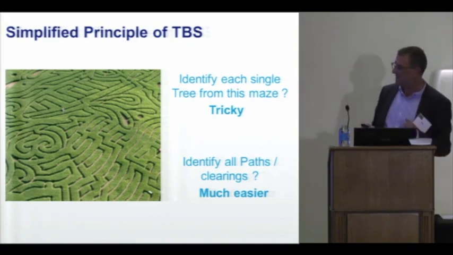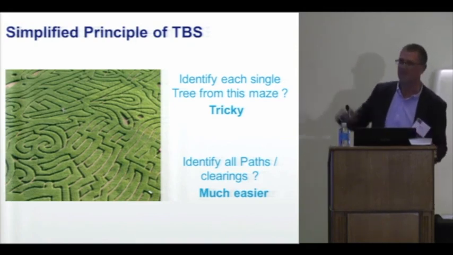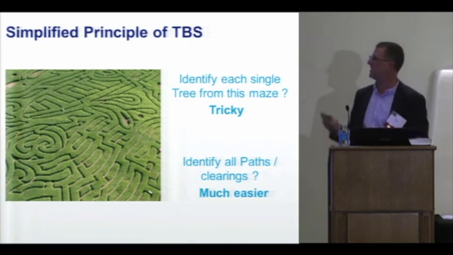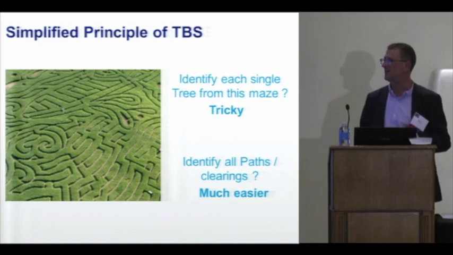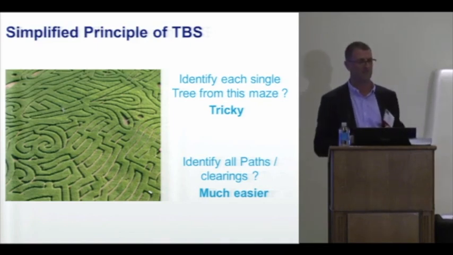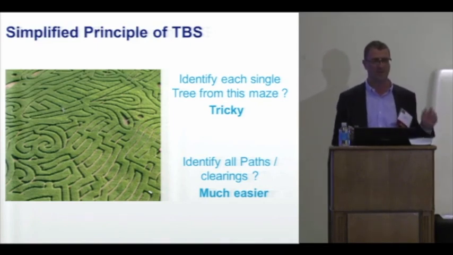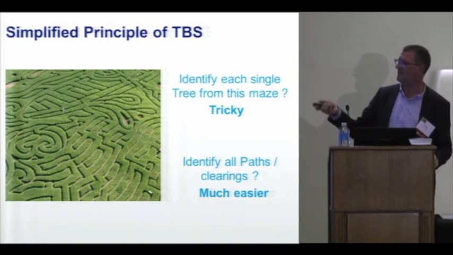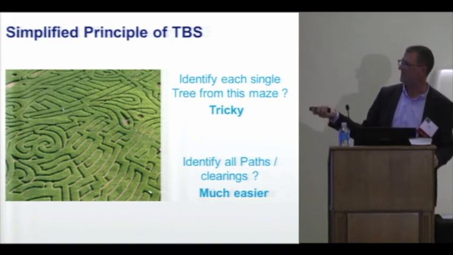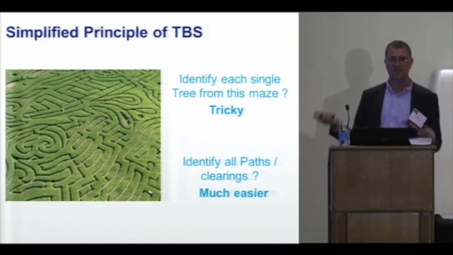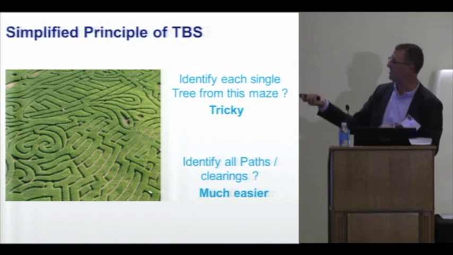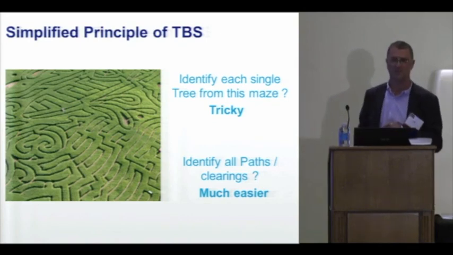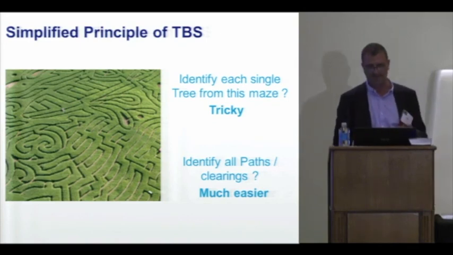And if you look at the maze made of trees, small trees and so on, obviously, if you want to identify each single tree from this maze, it will be very tricky, almost impossible at that distance. But you can clearly see from that maze the pattern that they form in this image. And even though you don't recognize the trees, you can clearly recognize the pattern, which is much easier. And that's the analogy.